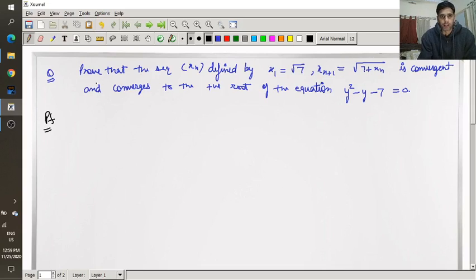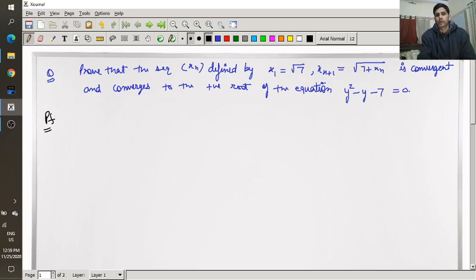आज जो क्वेश्चन है उसमें we are going to prove that the sequence defined by x1 equals root 7. First term is defined like this: x1 equals root 7, and the rest of the terms are defined by this recurrence relation: xn plus 1 equals root of 7 plus xn.